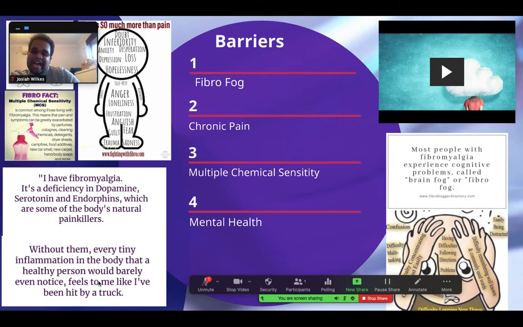So that really sums it up, because without those chemicals that are your natural painkillers, you start getting pain, you start getting foggy, and you start having reactions to things that you really shouldn't have reactions to. People really shouldn't feel pain or feel discomfort with things like candles or perfume, for example. But that's what I feel.